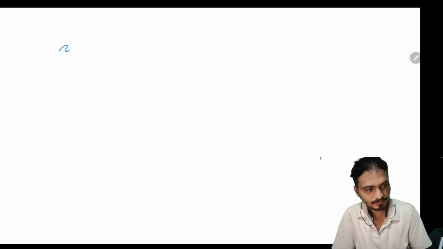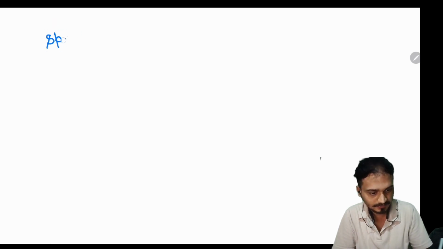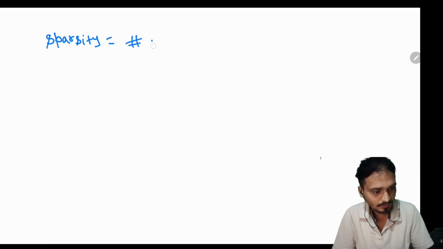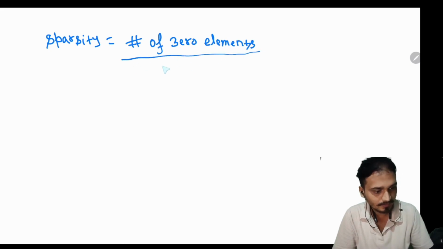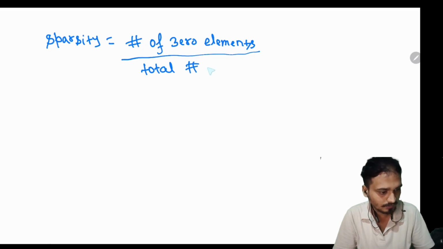Here we will now see some of the sparsity terms. So what is sparsity? In a sparse matrix, we have something called sparsity. Sparsity is equal to the number of zero elements divided by the total number of elements.